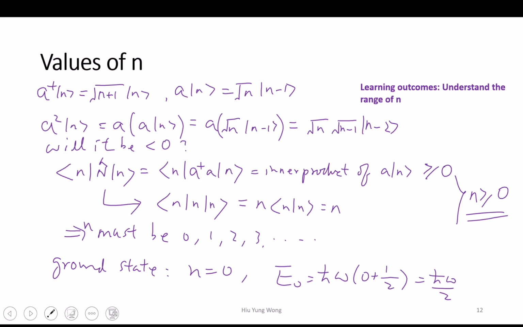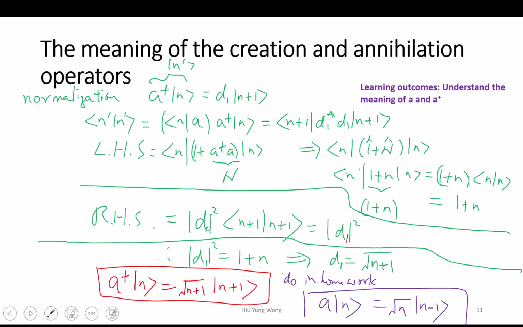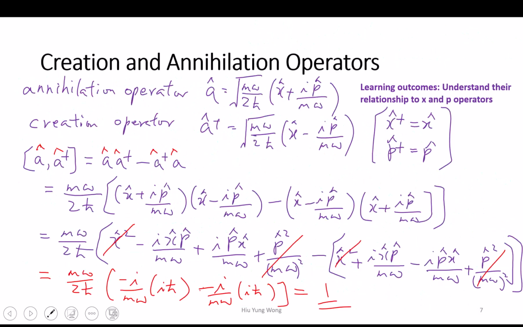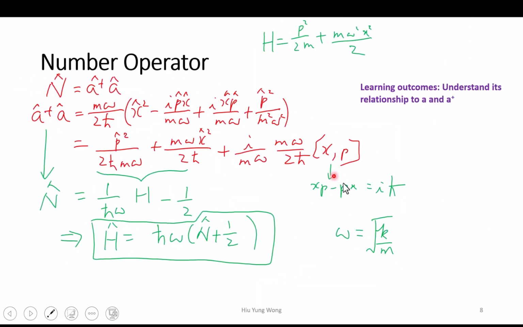Okay? And why do we have this half again? Remember how we get this half? The commutator. Very good. And why do we have the commutator? Quantum mechanics. Right? And why is the commutator related to the uncertainty principle? And then that's the reason.